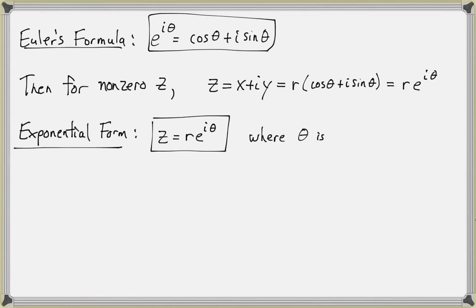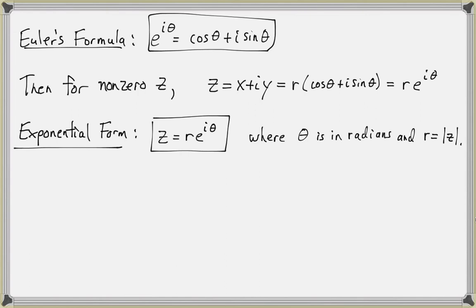So again, theta is measured in radians, and r is equal to the absolute value or modulus of z. And we'll see that this exponential form is very useful when multiplying complex numbers. When we first write complex numbers in exponential form and then multiply them together, we can just use properties of exponents and simplify these expressions.